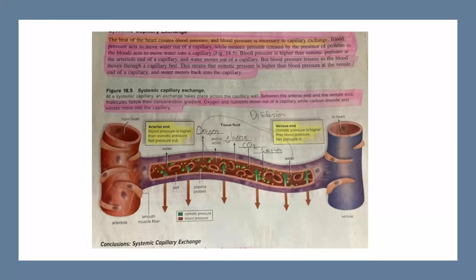So that's why osmotic pressure is that pressure because of the proteins in the blood, and it acts to move water into the capillary. Think of it as pulling in, or sucking in. Now, blood pressure is going to be higher than osmotic pressure at the arterial end.